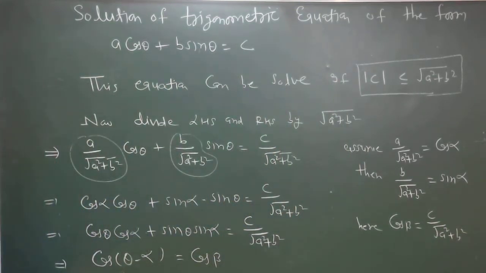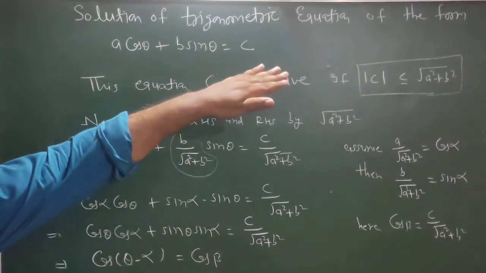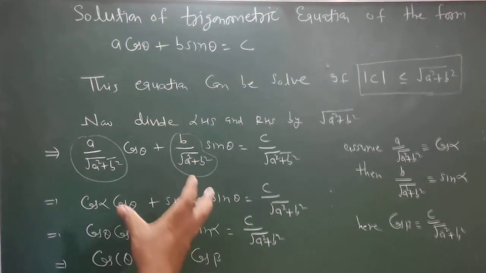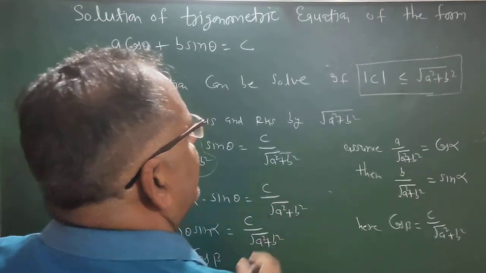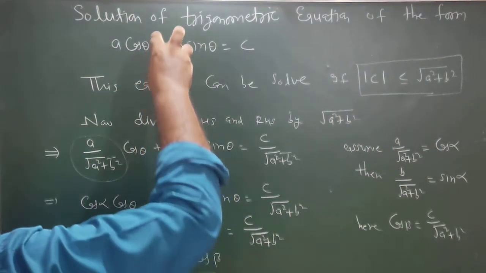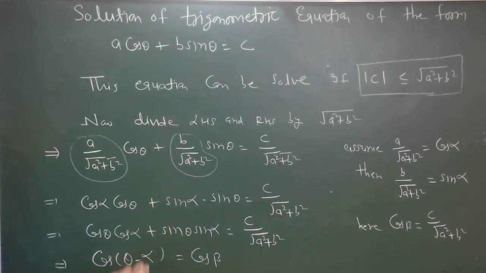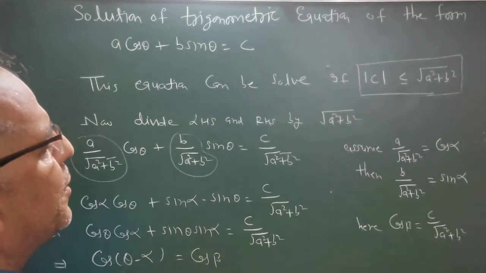Now apply the identity: theta minus alpha equal to 2n pi plus minus beta. Now taking positive and negative sign, we can find the general solution of this type of trigonometric equation. So first we check that the magnitude of C is less than or equal to under root of A square plus B square. Now the solution method is that we divide both the sides of the trigonometric equation by under root of A square plus B square.